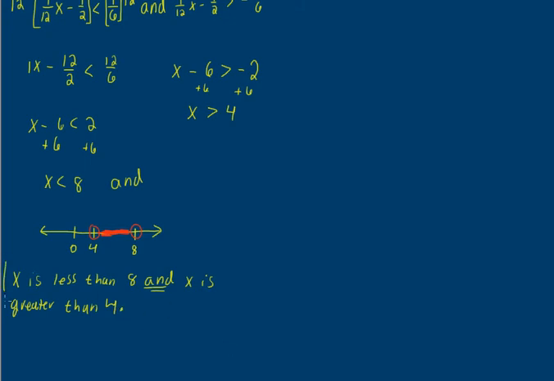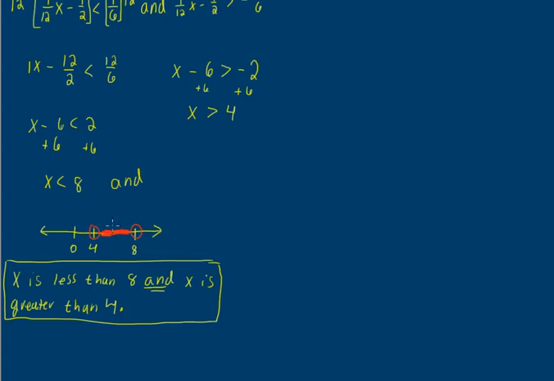Okay, this was the answer we were looking for. A verbal description of the solution. And notice that a lot of students want to think that 8 and 4 are the solutions. They're in fact not a solution to this inequality. There are multiple solutions to this inequality, and 4 and 8 are not one of them.